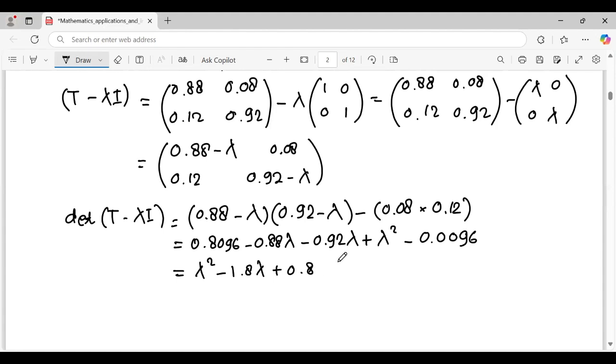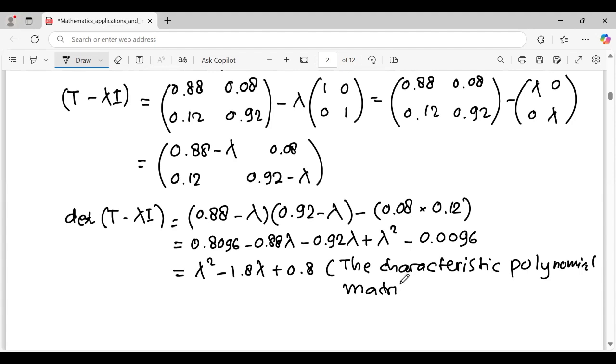So this is the characteristic polynomial of matrix T. According to the form A, B, C: A equals 1, B equals minus 1.8, and C equals 0.8.